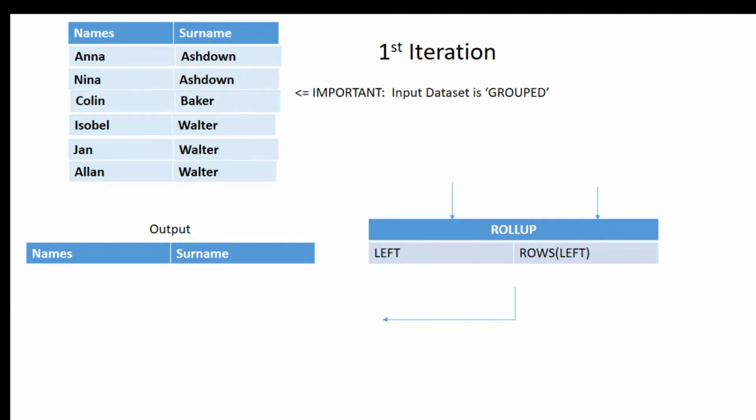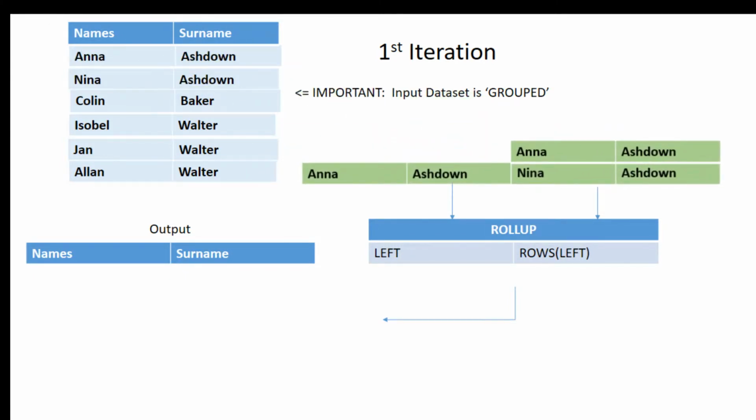The first point to note is that the input data has to be grouped. There's a built-in GROUP that allows you to group by certain criteria. In my example, I will have grouped by surname, and on the first iteration, the selected items are moved down and presented to a transform. Now this time the right hand side, or rows left, is a data set of that record type, and the first record of that data set is presented as the left hand side. So here the entire Ashdown group of data is presented in one go to the ROLLUP transform.